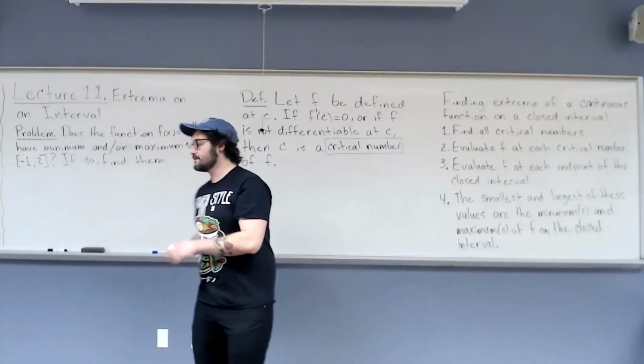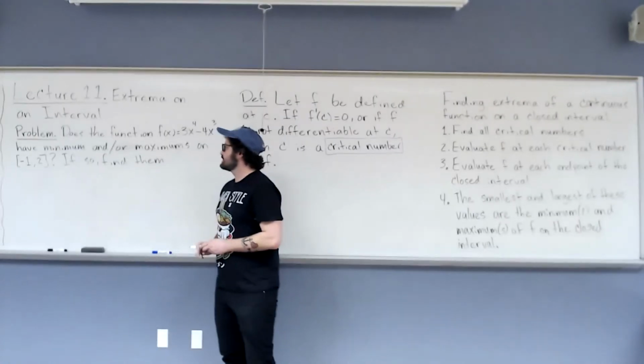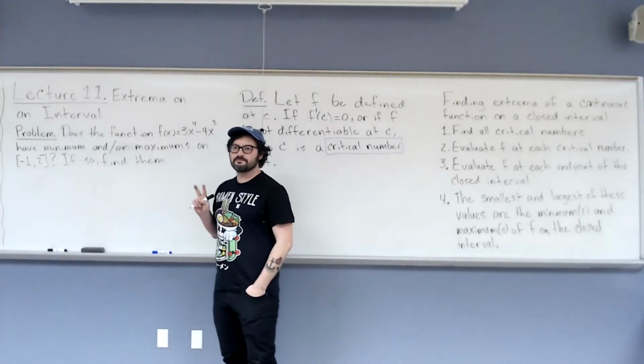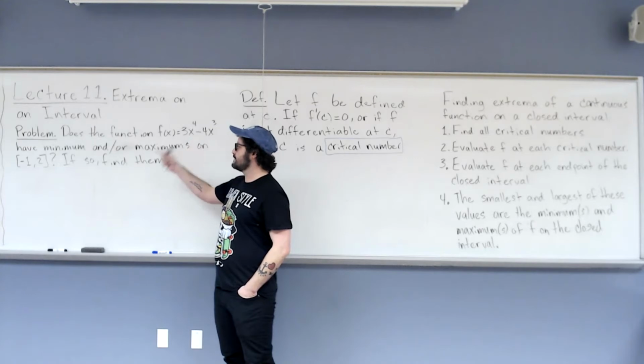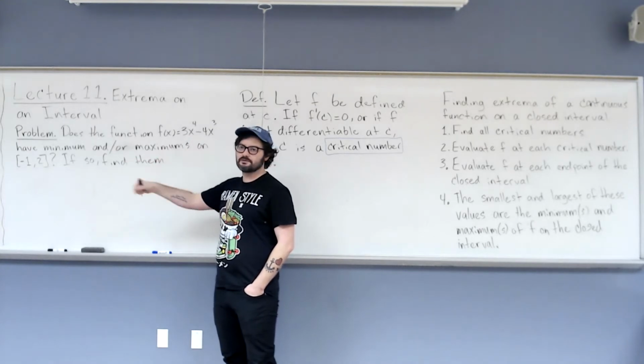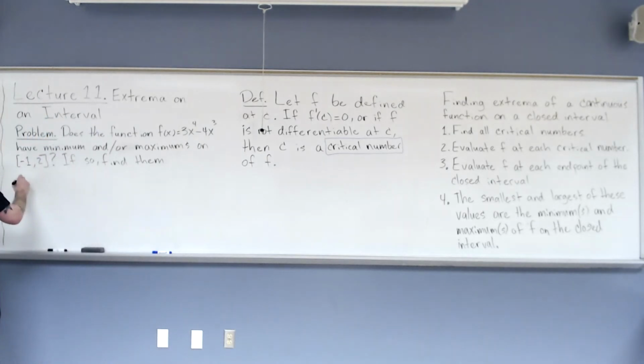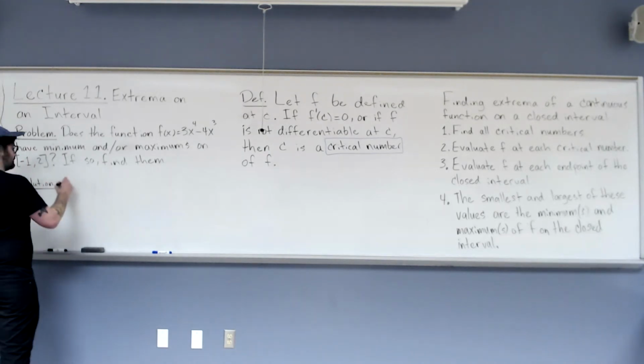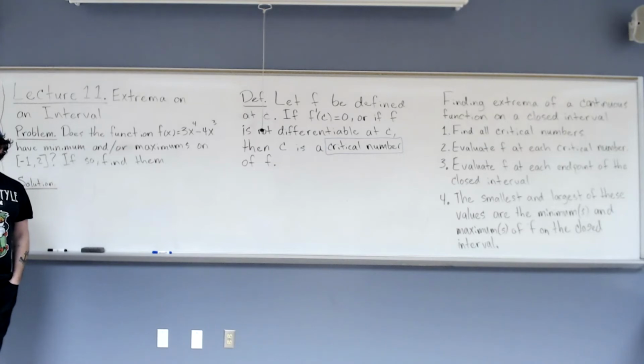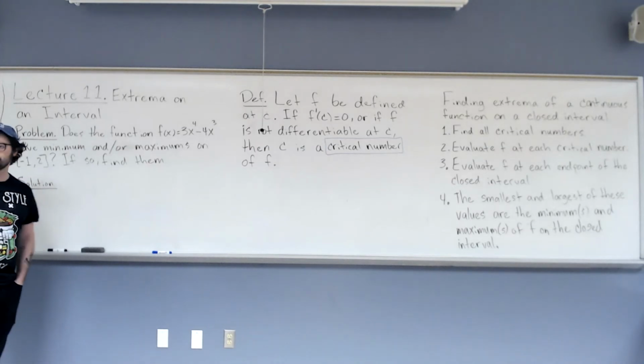Okay, so let's go ahead and look at the solution all the way through. Now, notice that this problem has two things. Does this function have minimum and or maximums on that interval? And if so, then find them. So the full solution actually is two parts. First, we need to answer the first question. Does that function have minimum and maximums on this interval? Yes. So we can say why though. There's a reason, and it's by the extreme value theorem.